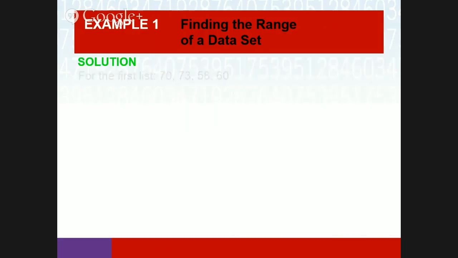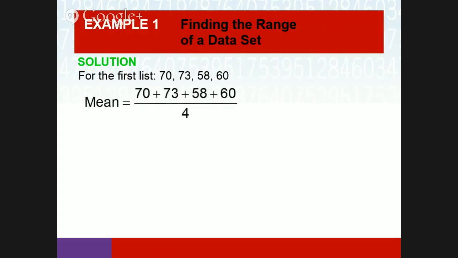This is your first example. For the first list, we have 4 dogs, and we want to find the mean weight. Take the 4 numbers and divide by 4. And if you have your calculator, take a bit of time to hit those 4 numbers and divide by 4. Turns out it's 65.25 pounds.